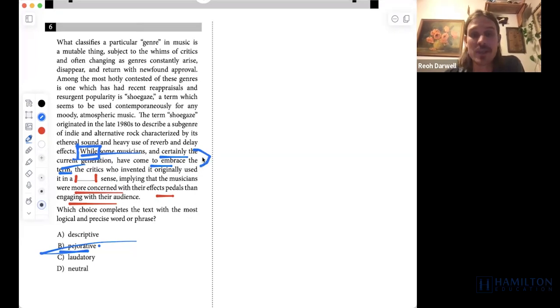So we need to see the opposite of what we would expect. Okay, if things are being embraced, we would expect it to be positive, right? But we're looking for rather the opposite of positive, which would be pejorative. Okay.